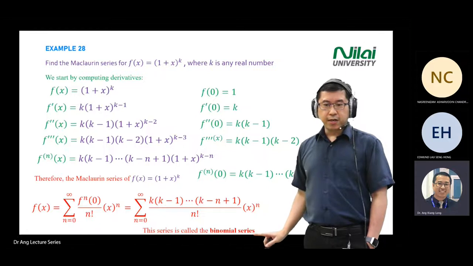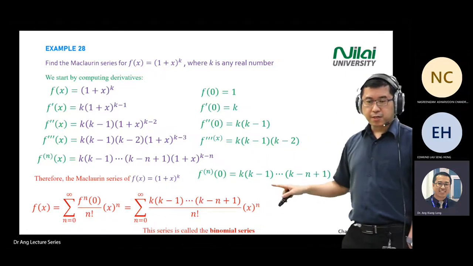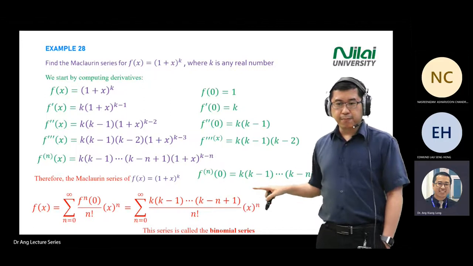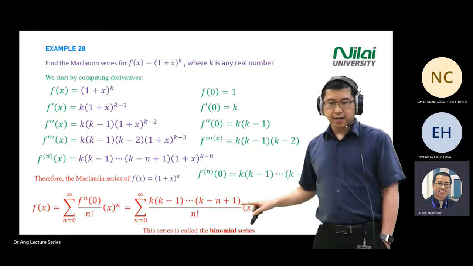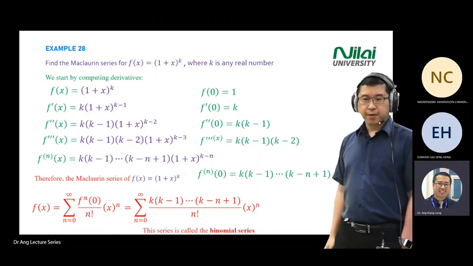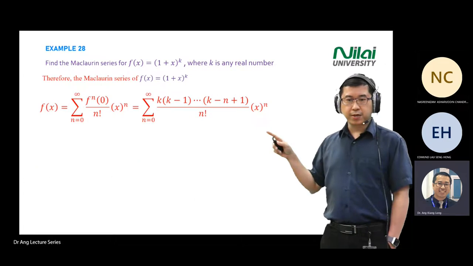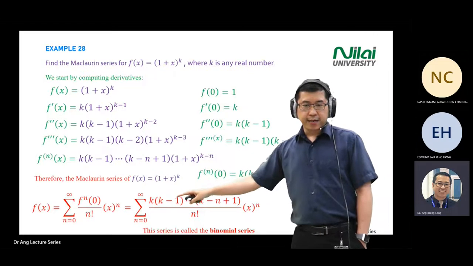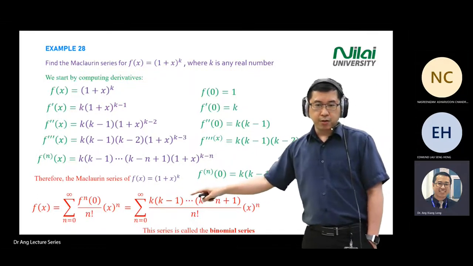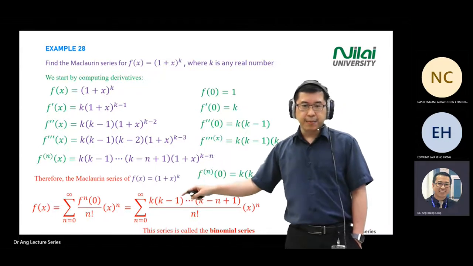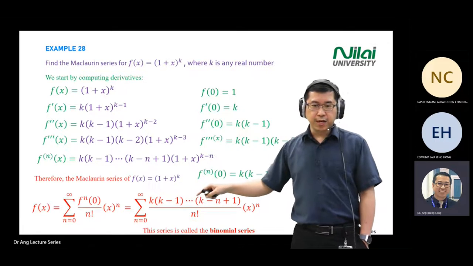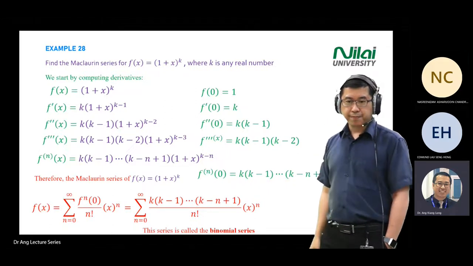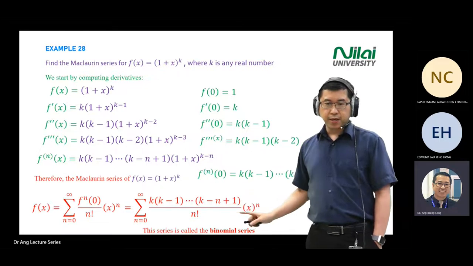This pattern, we call it the binomial series. At this moment, you just remember that there is one pattern called the binomial series, and it gives you this kind of pattern. This whole red color means the binomial series. Remember, this is important when it comes to degree. For diploma, you only need to identify it when you see this kind of pattern: k(k minus 1), and the dots mean it keeps repeating. The second number is k minus 2, k minus 3, k minus 4, and continue, and the last number will be k minus n plus 1, divided by n factorial times x to the power n.